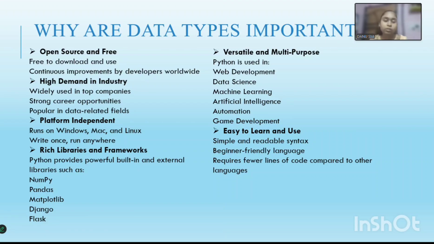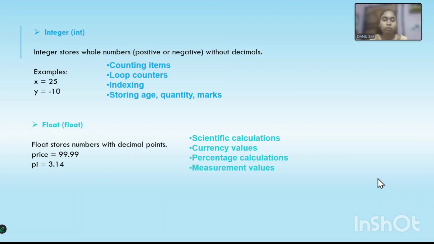Python is also a platform independent language, it runs on Windows, Mac, Linux. Write once, run anywhere. We can write on any platform and run on any platform. Python is widely used, and it also has many rich libraries and frameworks like NumPy, Pandas, Matplotlib, Django, Flask, Scikit-learn, and other libraries and frameworks that help to visualize and use the language widely. So we'll see the data types one by one.